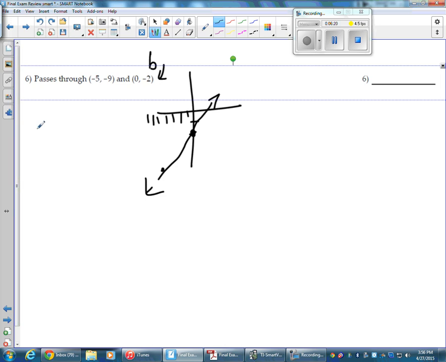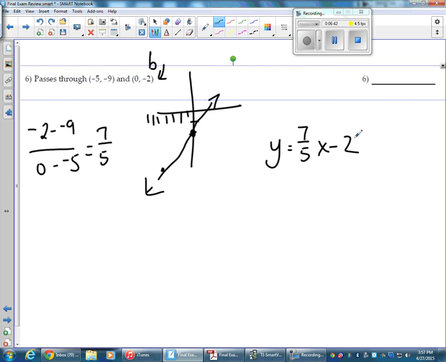So I've got to find the slope. So it's going to be y2 minus y1 over x2 minus x1. So negative 2 minus negative 9 is 7. 0 minus negative 5 is 5. So there's my slope. And my y-intercept is negative 2. So my equation is y equals 7/5 x minus 2. Now, if I didn't have the y-intercept, once I found the slope, I'd need to go back and do the problem like number 5, where I know the slope and I know a point on the line. Use either of these points to find your y-intercept.